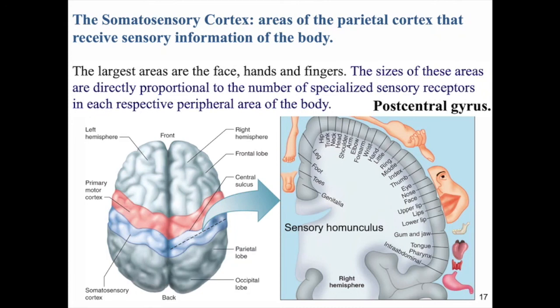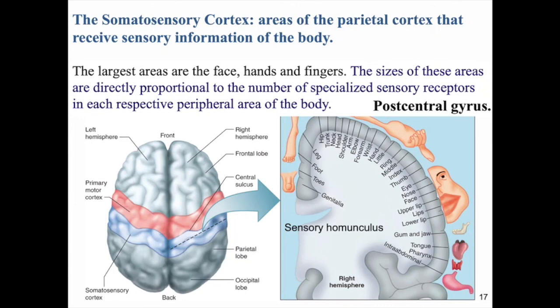You see the face and the hand, again, take up much more space than the other parts of the body. This has to do with the degree of sensory information that is processed. So it's related to the number of specialized sensory receptors. We have more sensory receptors in the hand than we have, for example, in our backs or in our feet.